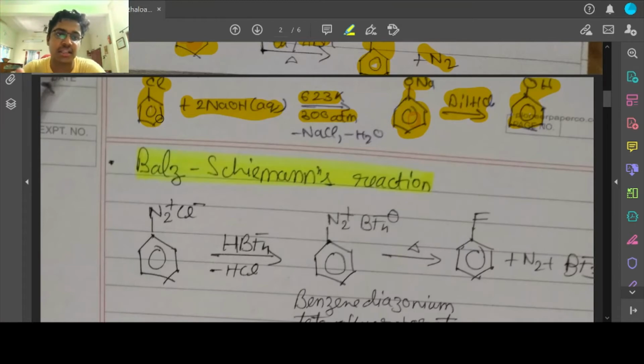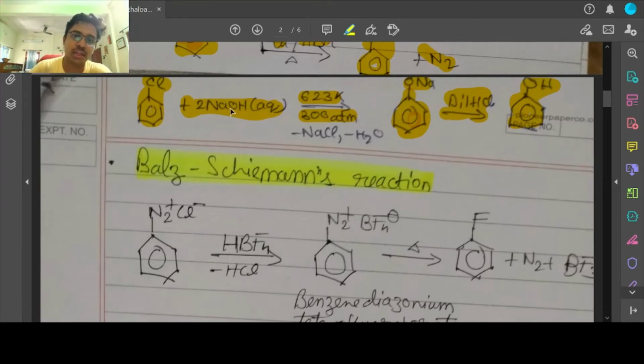They will not directly ask you what is the Dow process, because everyone has prepared for it. They will give you a question: convert chlorobenzene to phenol. In the board exams, the examiners have an answer key, and in that answer key, the Dow process is the most accepted method. There are other ways by which you can convert chlorobenzene to phenol also, but this is the most appropriate and the most effective method. Okay, so this is the thing.